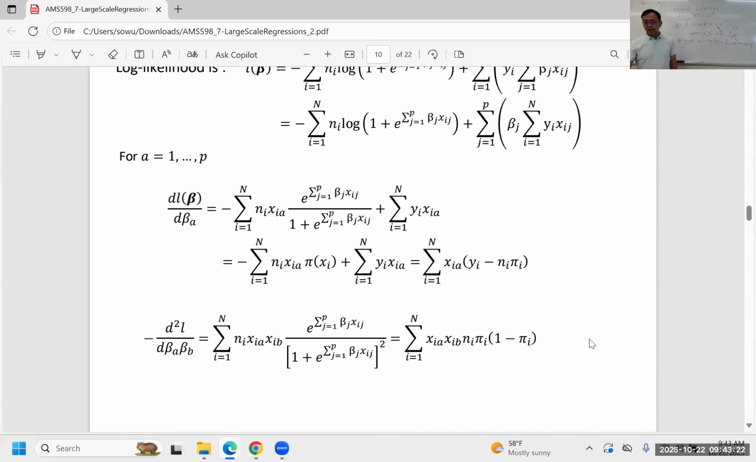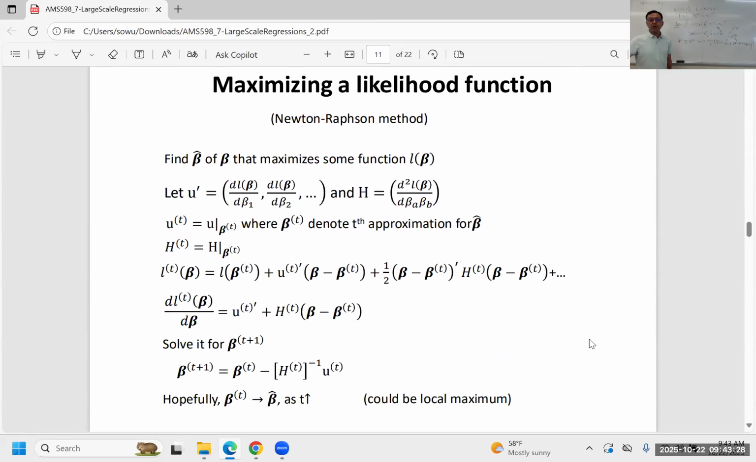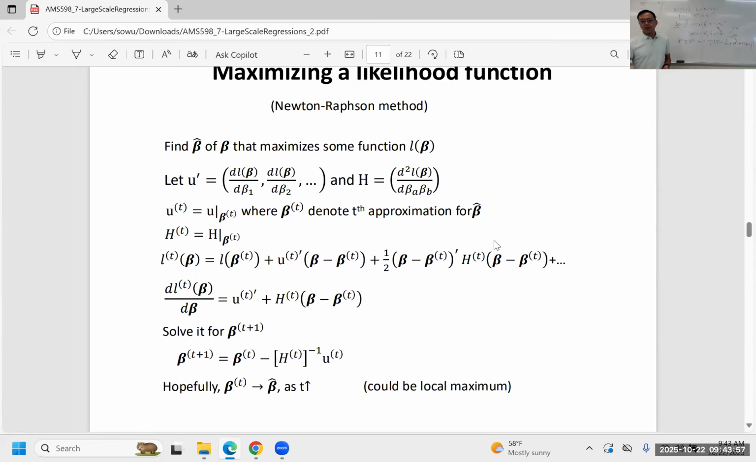To maximize the log likelihood, we want to employ a method called Newton-Raphson. Newton-Raphson is basically a numerical method. I hope you have at least heard of this Newton-Raphson before. It's a pretty common numerical method for optimization problems. If you haven't heard of it before, this is a one slide introduction to Newton-Raphson. Hopefully you can get an idea of it.